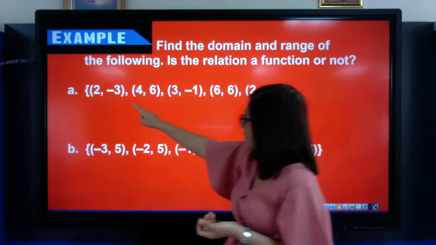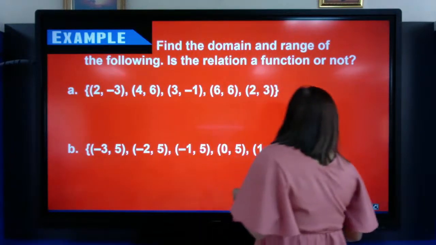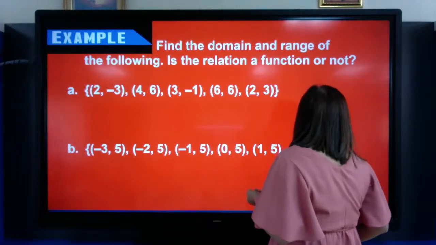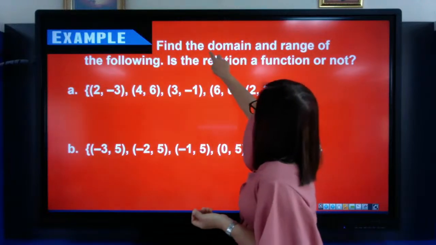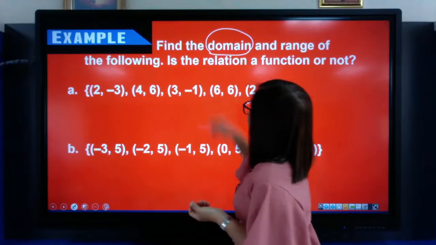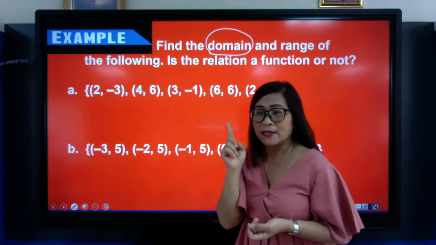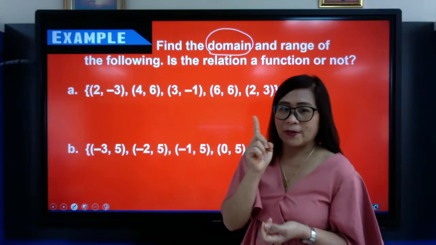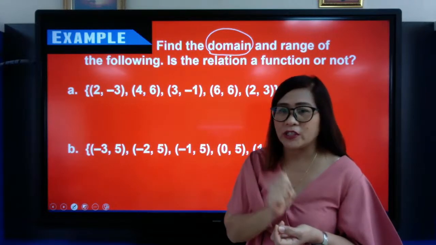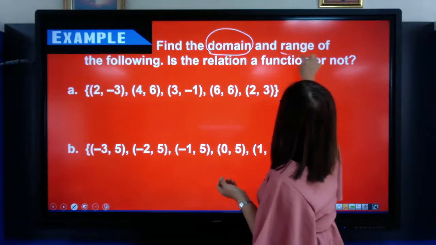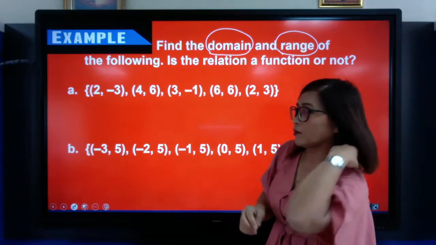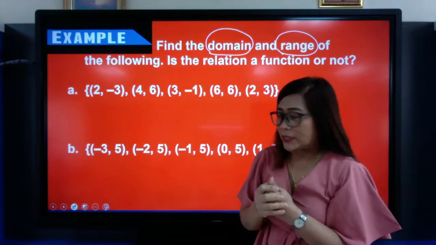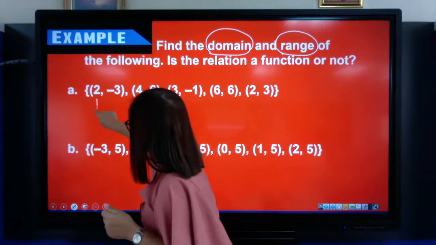So let's see, letter A. You have to find the domain and the range. When you say domain, remember what a domain is? Domain is the set of the first components. How about the range? The range is the set of what? The second component. So let's have the domain for letter A.